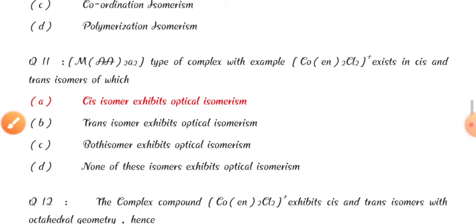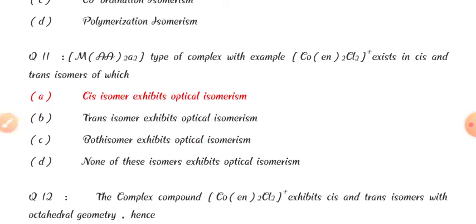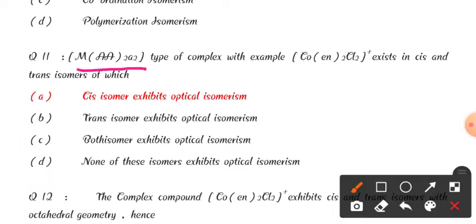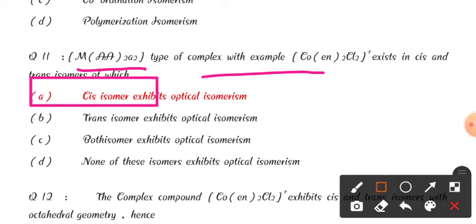Now next question. Question number 11. Which type of complex exists in cis and trans isomers? So friends, the given complex is dichlorobis(ethylenediamine)cobalt, which exists in cis and trans isomers, of which the cis isomer exhibits optical isomerism. That's why option number A is the correct answer.